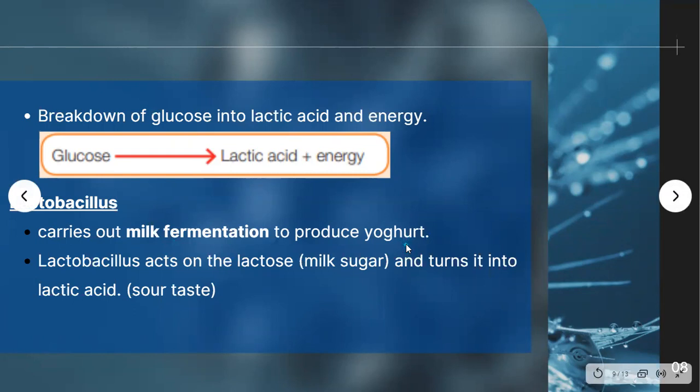So if you want to produce yogurt, we will use this kind of bacteria named lactobacillus, which is quite good for our digestion. And this lactobacillus is going to act on the lactose, which is a milk sugar, a type of simple carbohydrate, and turn it into lactic acid. So this lactic acid is sour in taste. This is why your yogurt tastes sour. Okay, this is because it undergoes lactic acid fermentation, and the presence of the lactic acid gives your yogurt a sour taste.